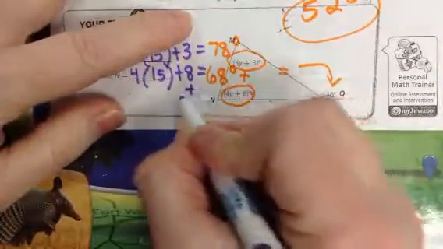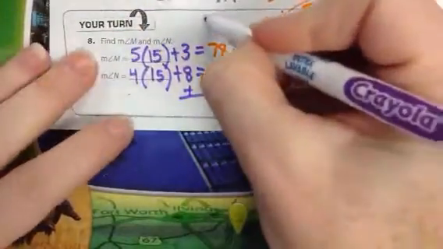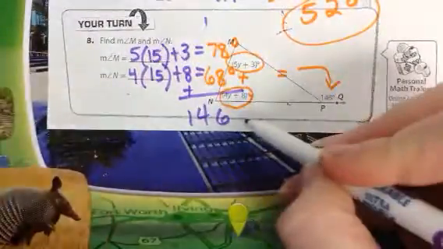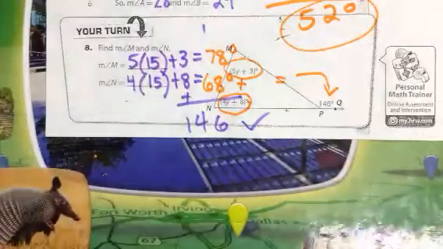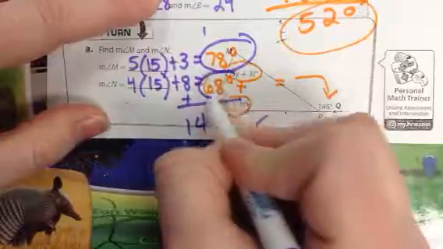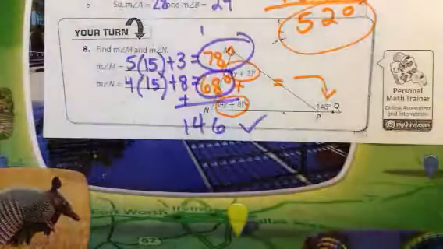Okay, so I'm going to go ahead and add them. 8 and 8 make a 16, 13, 14. Okay, so it does check out. So I'm going to circle that. It was a 78 degrees and a 68 degrees.